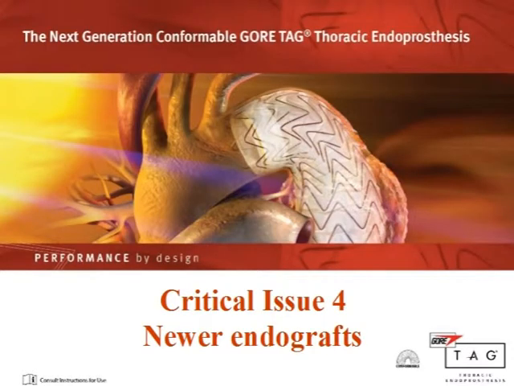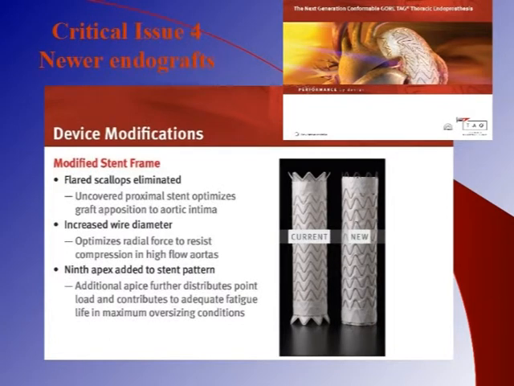The Gore company introduced in 2010 a new thoracic aorta graft by the name of C-TAG. Letter C derives from the first letter of the word conformability. The graft introduces significant changes which help prevent collapse in the area of the aortic arch. The new improvements are elimination of the flared scallops and covered proximal stent, which optimizes graft apposition.